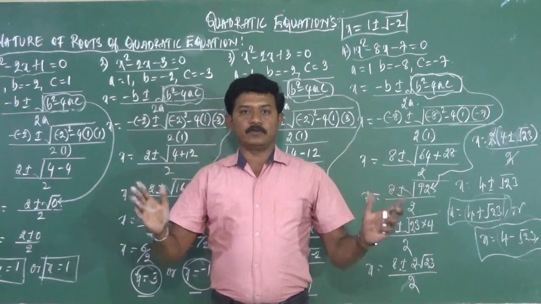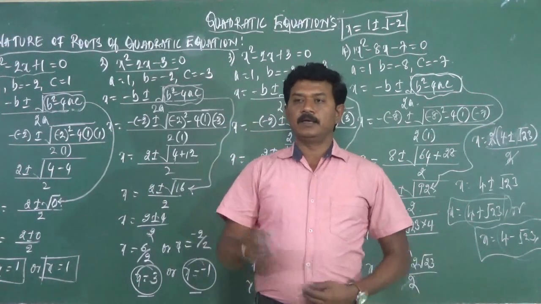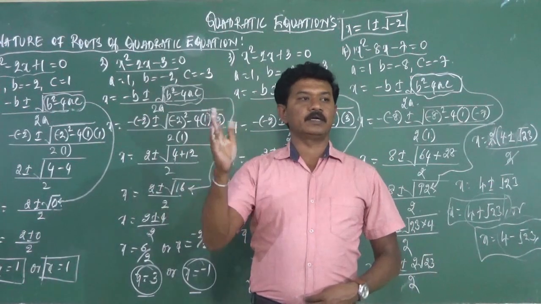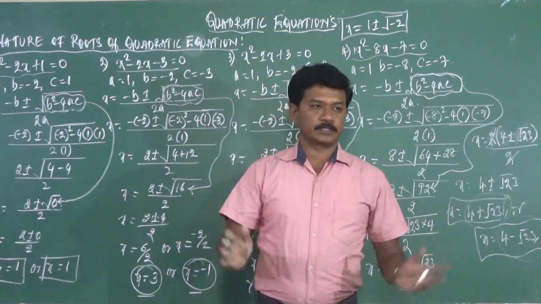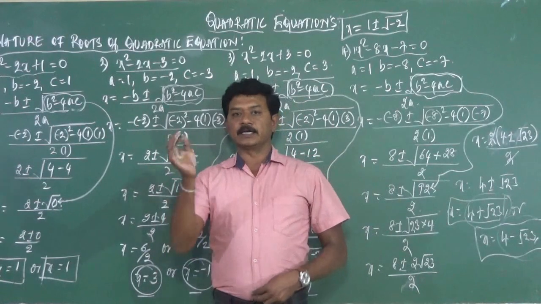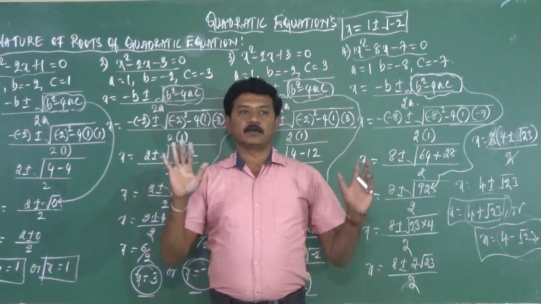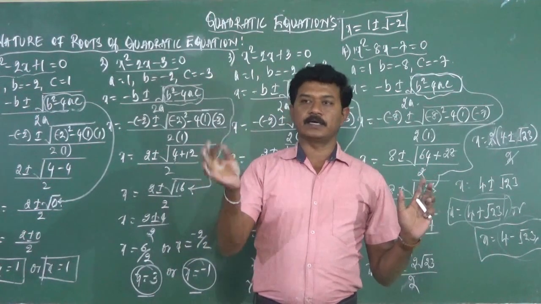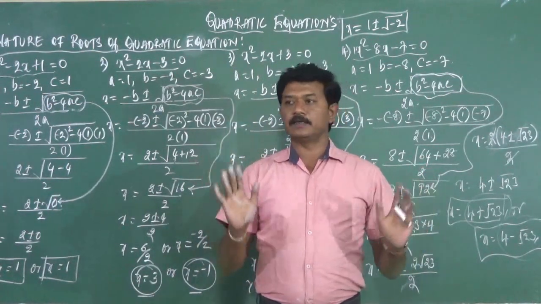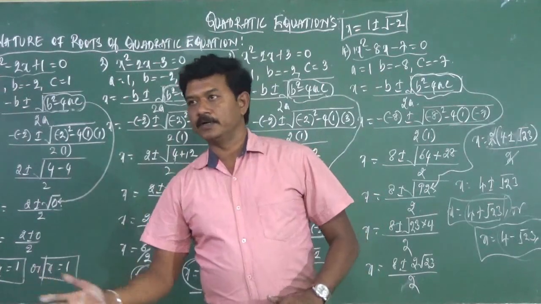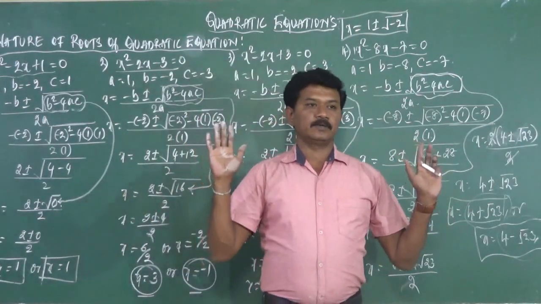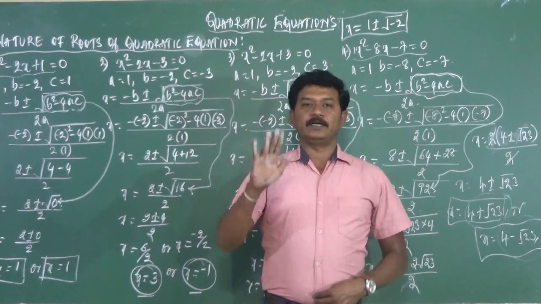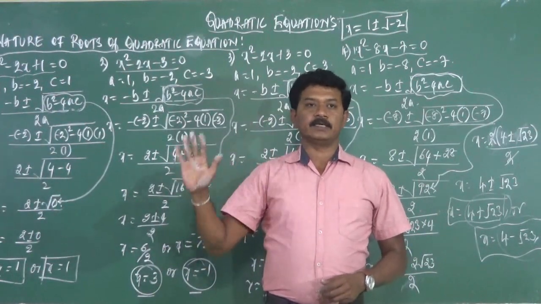Sir, no, I want just 2 categories. Very simple. If discriminant is less than 0, then the quadratic equation does not have any real roots. If the discriminant is greater than 0, then we get real roots. Equal to 0 or greater than 0, we get real roots. If it is less than 0, we do not get real roots. So this is called the concept of nature of the roots of a quadratic equation.